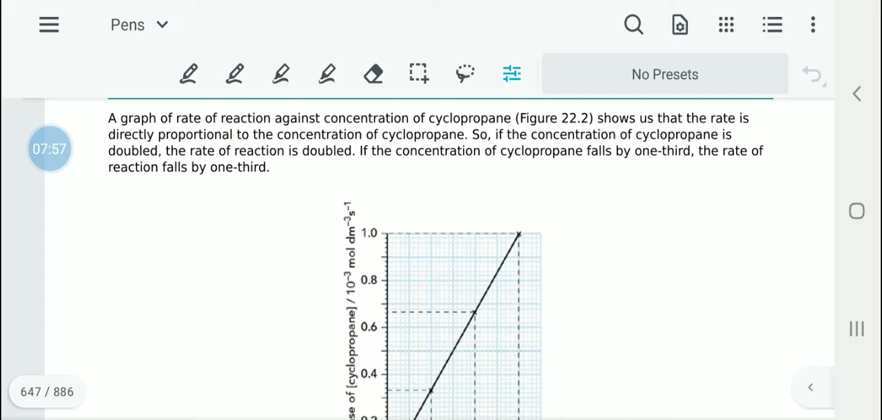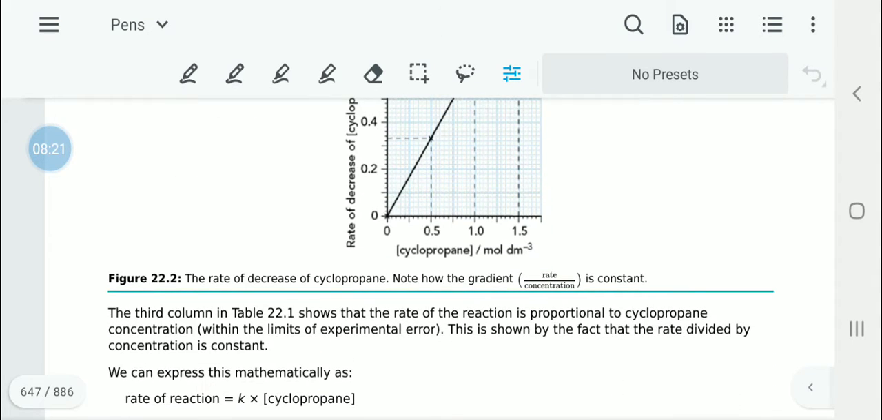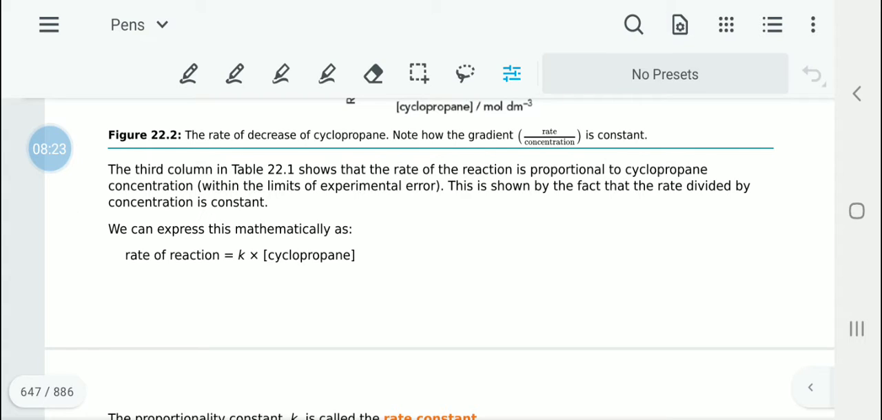If you draw the graph of rate of reaction against concentration of cyclopropane, it will give us that the rate is directly proportional to the concentration of cyclopropane. So if the concentration of the cyclopropane is doubled, the rate of the reaction will also double. If the concentration of cyclopropane falls by 1/3, the rate of the reaction falls by 1/3. That is something that you need to understand.